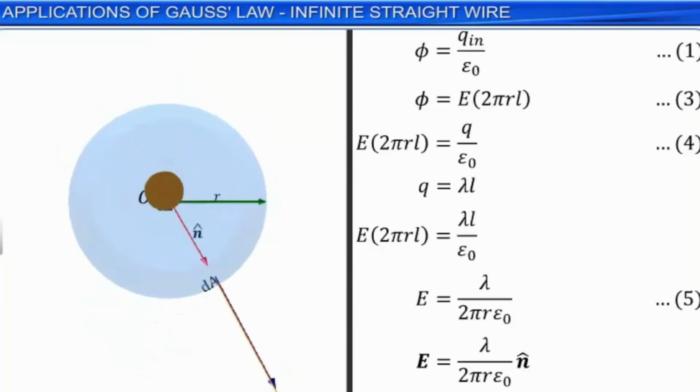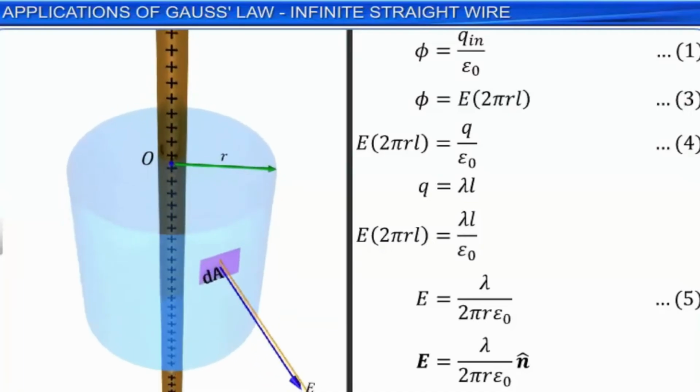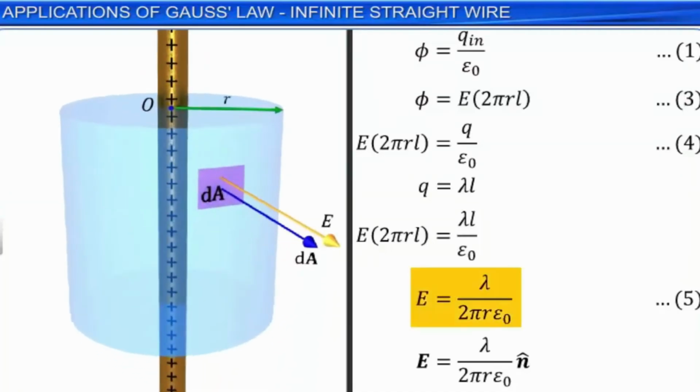From expression 5, we see that the electric field strength E, due to an infinite long straight wire, is independent of the L value. Therefore, the field strength is constant in both magnitude and in direction, thus representing a uniform electric field.